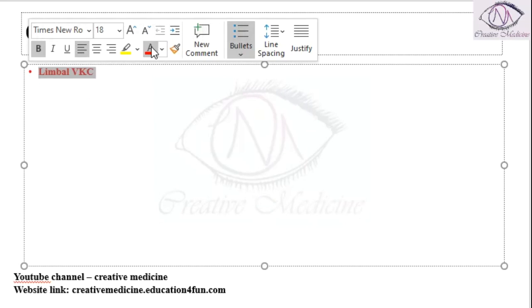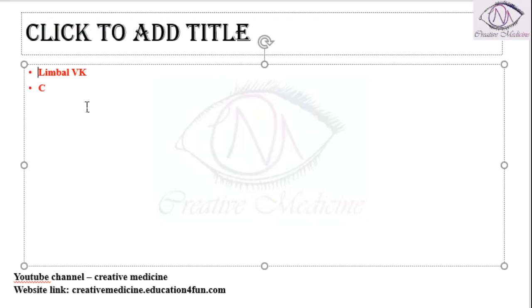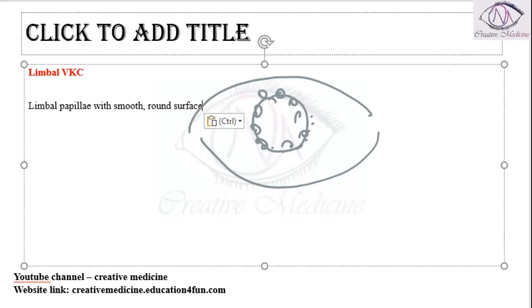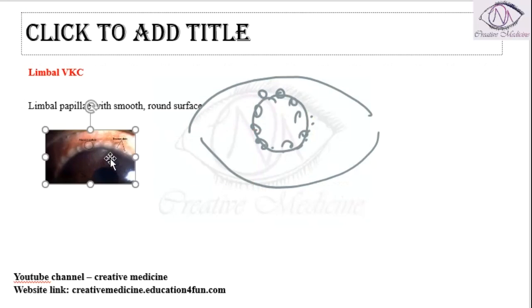Right. In limbal vernal keratoconjunctivitis, the changes are seen in the limbus. The limbus is actually the junction of the cornea and the sclera. This part is the limbus. So papillae are seen around the limbus also. Limbal papillae are seen, which have a smooth and round texture.